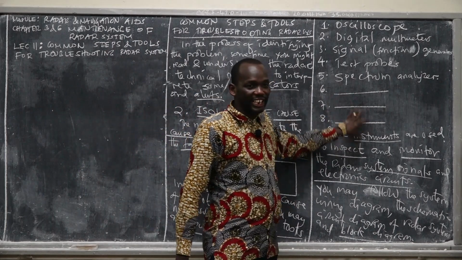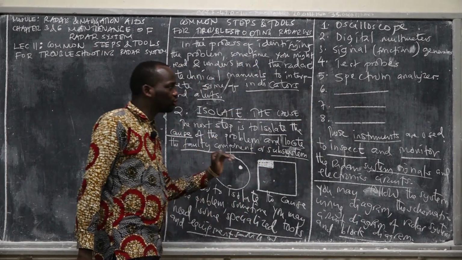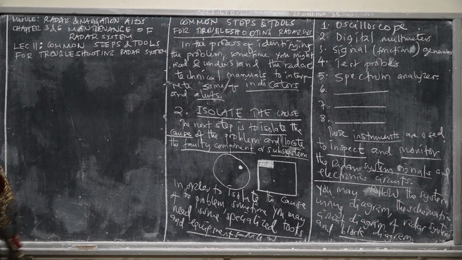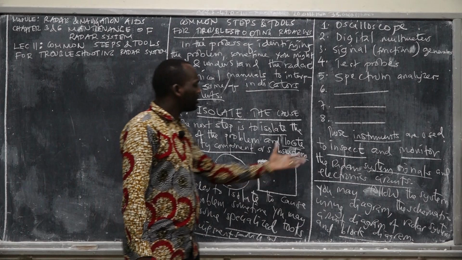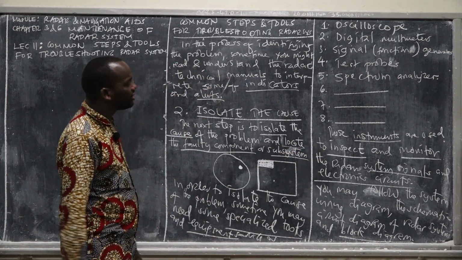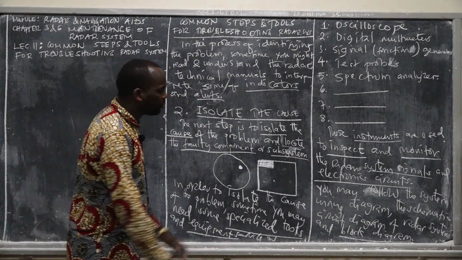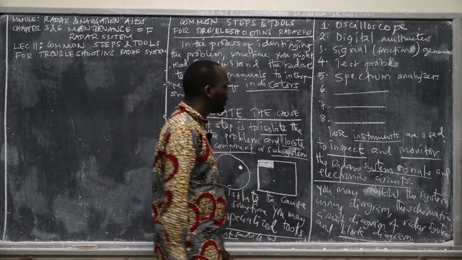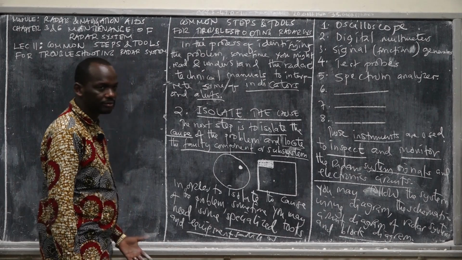And then I left three that you have to go and seek, the three instruments or equipment that we are using in isolating the cause. Then we say that these instruments are used to inspect and monitor the radar system signals and electronic circuit.